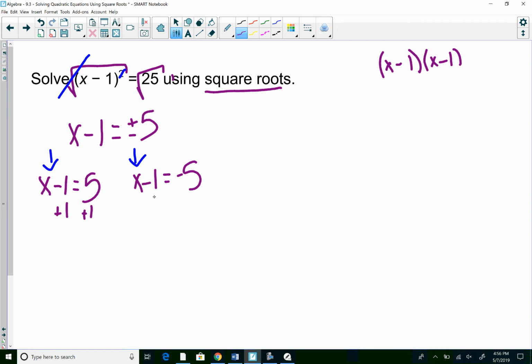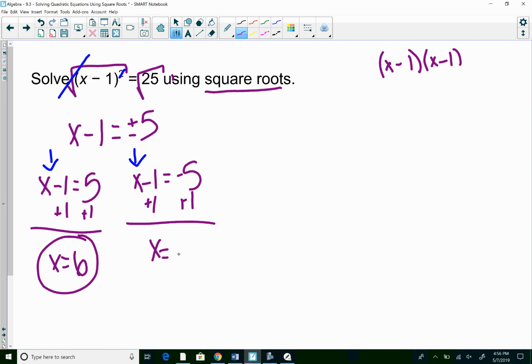So add 1, you come up with x equals 6. So there's one of your solutions. And x equals -4. That's your other solution.